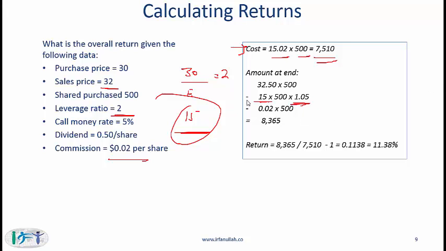So you subtract that. And then you also subtract the commission at the end, because you pay a commission when you buy, and you also pay a commission when you sell. So you subtract the 2 cents times 500, and this is how much you have at the end. The return then is 8365 over 7510 minus 1, and that will give you 11.38%.